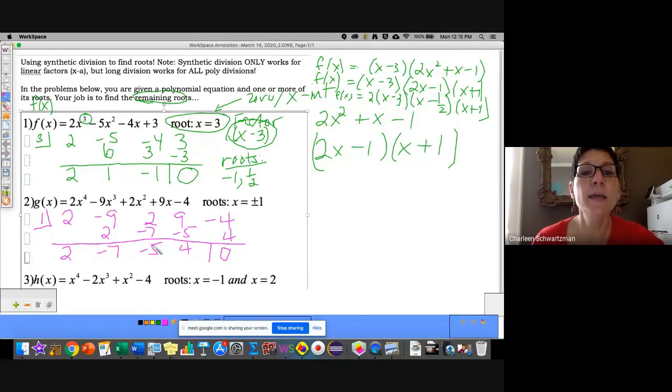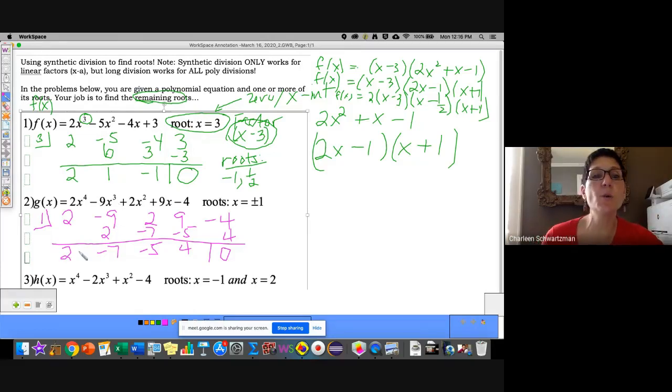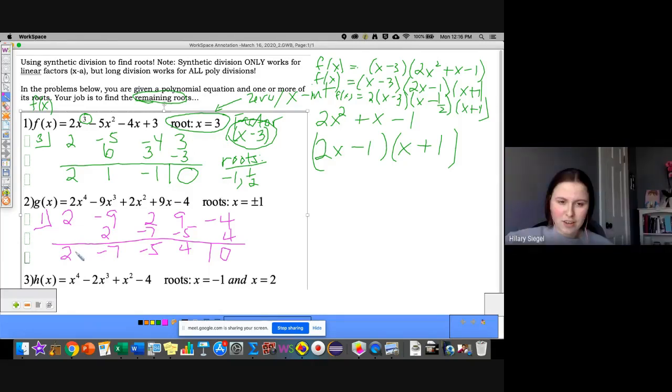All right. So now, if I took this quartic and I divided it by this linear factor x minus 1, what is the degree of this coefficient? 2x cubed, exactly, because we're going down by 1 every time. Are you all with me on that? Is everybody with me?